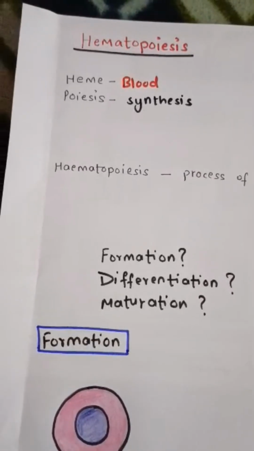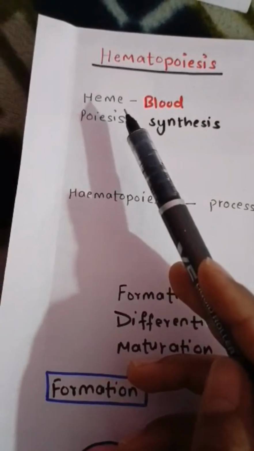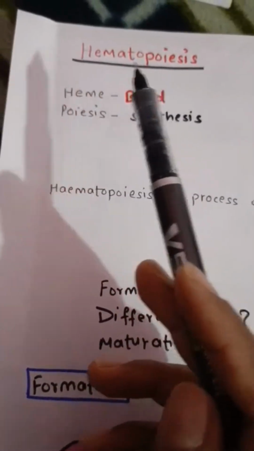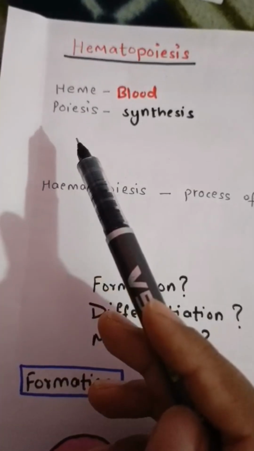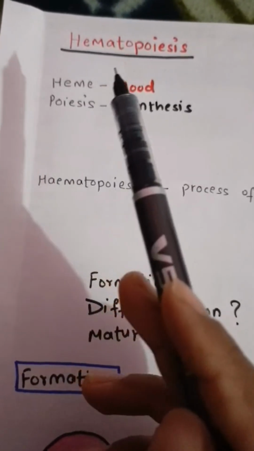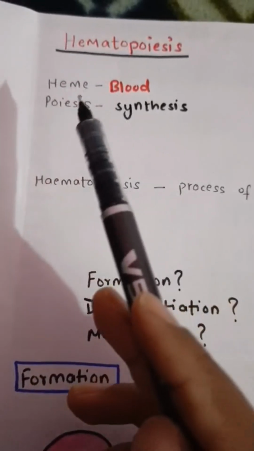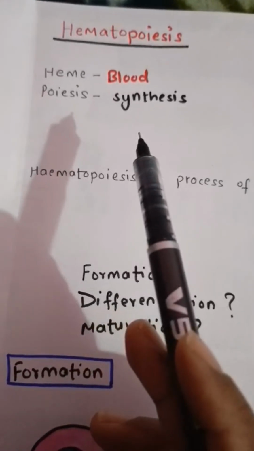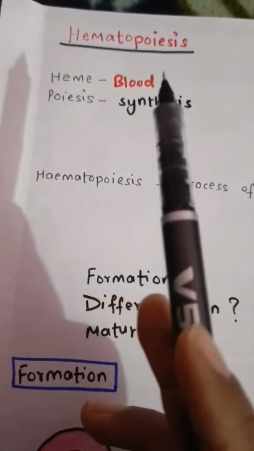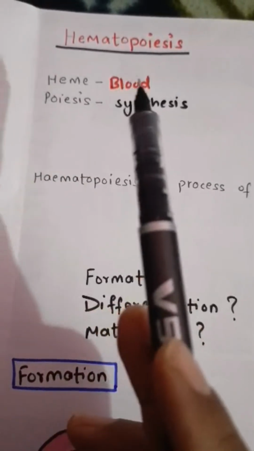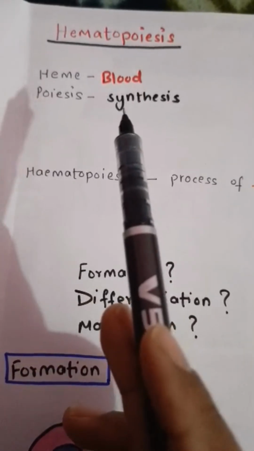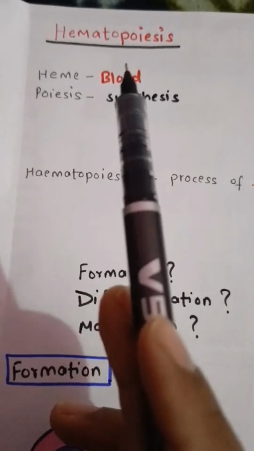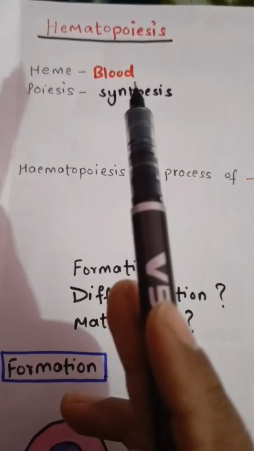Okay. So, first of all, what is heme? Hematopoiesis comes from two different words, heme and poiesis. Heme simply refers to blood. Heme means blood, and poiesis means synthesis. So, overall, hematopoiesis is the process which involves synthesis of blood or blood components.